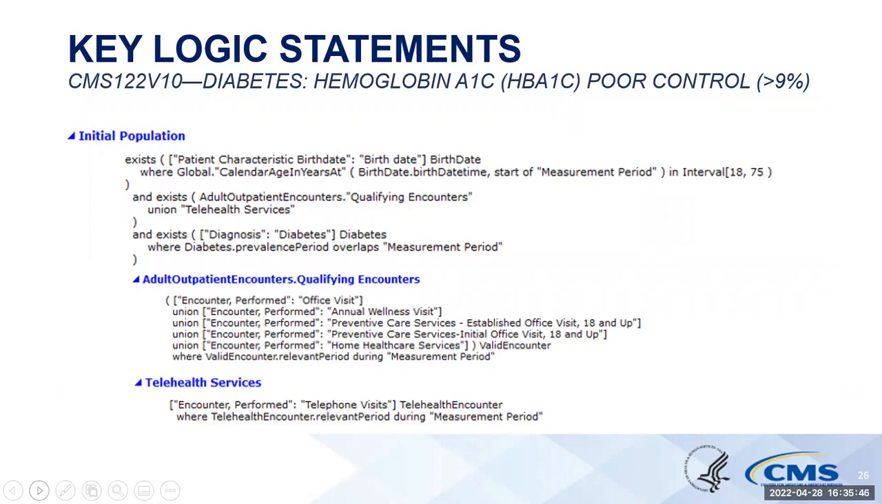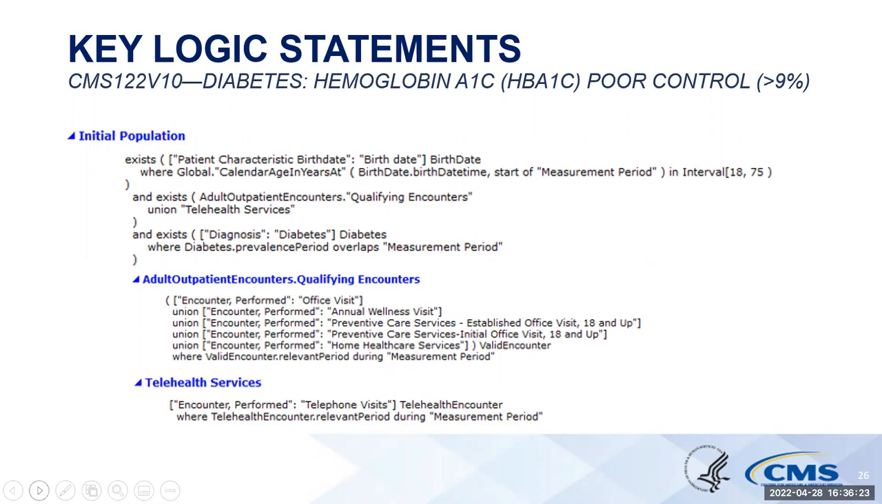Next, we'll review just a few key pieces of logic for CMS 122, starting with the logic pertaining to the initial population. The initial population logic includes patients 18 to 75 with a diagnosis of diabetes and a visit during the measurement period. The initial population logic includes an exists, which requires the patient's age, qualifying encounter, and diabetes diagnosis to meet the initial population.